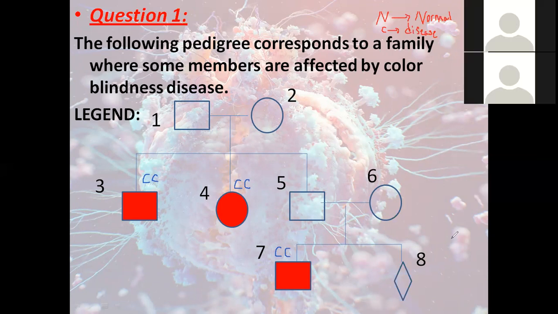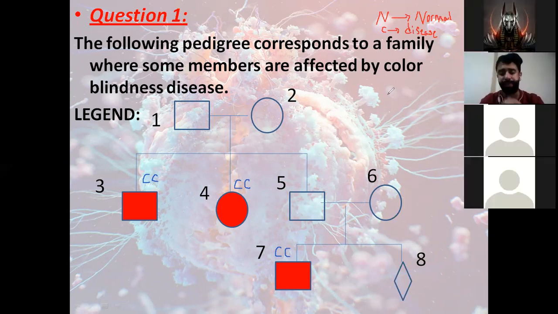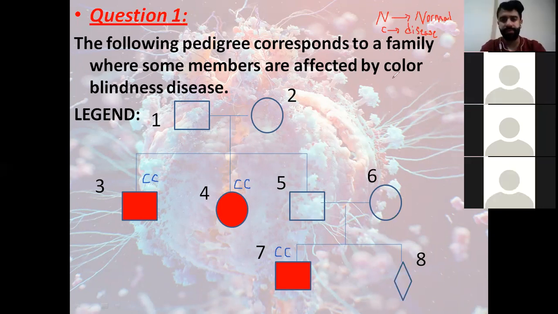Yalla Hani, individual 1. Genotype. Since individual 1 is normal. Okay, a normal, so it should carry the allele. But it gave birth to individuals 3 and 4 which are colorblind. So it also should carry the allele which is coding for the color blindness.